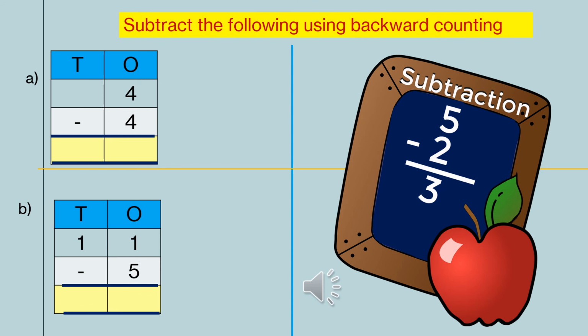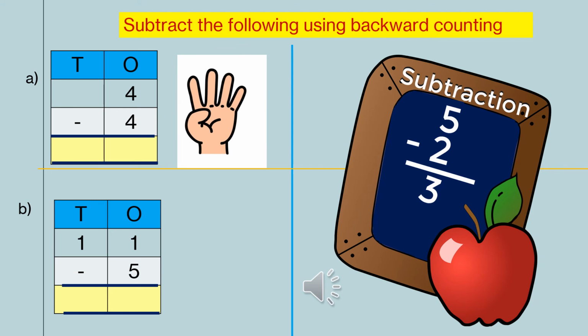Let's do some more examples. 4 minus 4. Here we are subtracting 4 from the number itself. Raise your 4 fingers and start counting 4 backward from number 3. So let's start backward counting. 3, 2, 1, 0. We reach number 0. So 4 minus 4 is equal to 0.